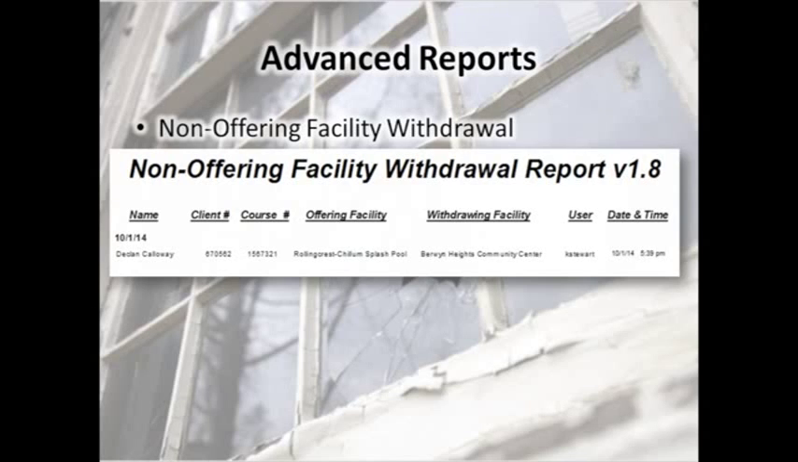So this is what it shows up like on the report. You have the offering facility, in this case our Rolling Crest Chill and Splash Pool, and somebody from our Berwyn Heights Community Center, right down the road here, withdrew a client from a Rolling Crest course, and that's against policy according to our policy. So rather than take any action, like re-register the customer in that course, right?